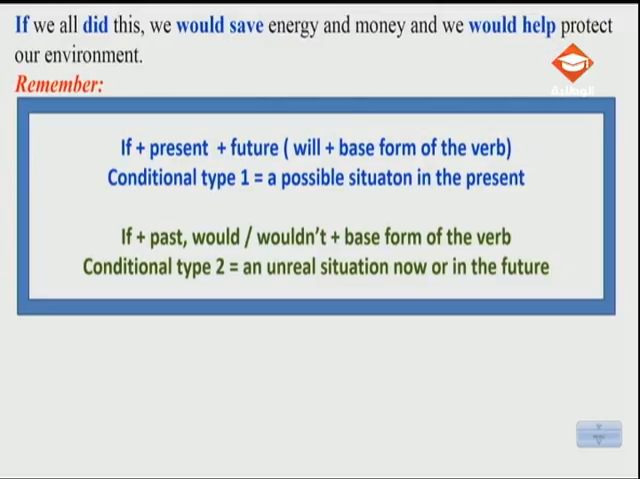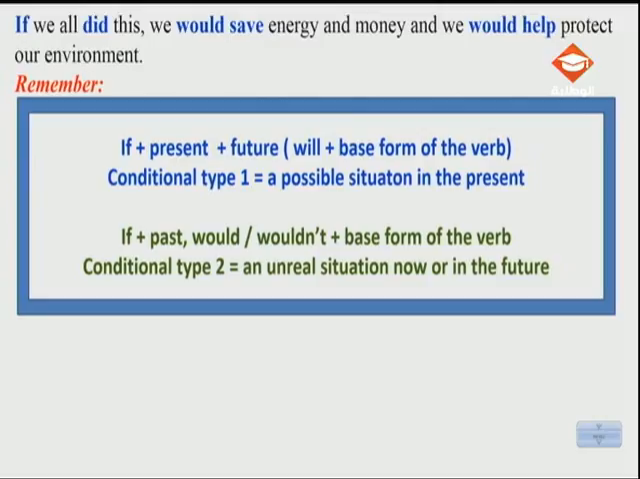As for the second type, and we already have an example on top of the screen, if plus simple past gives you would or wouldn't plus base form of the verb. This is of course not type 1, this is type 2. And it does not refer to a possible action in the present or in the future.